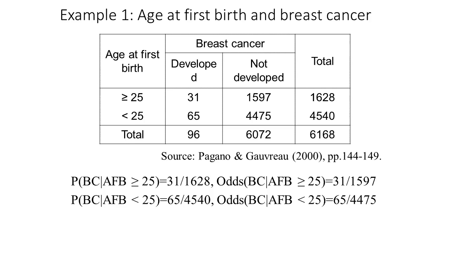Now, 4,540 women had their first births before their 25th birthdays. 65 among them developed breast cancer, and 4,475 did not. For the early first birth group, the proportion of those who developed breast cancer is 65 over 4,540, and the odds of developing breast cancer is 65 to 4,475. Let's copy these numbers to the top of the next slide.